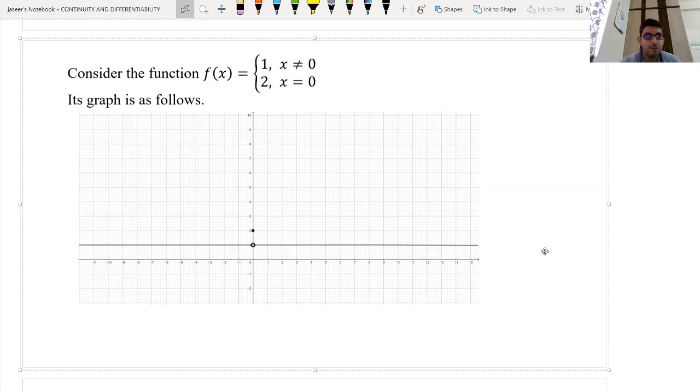Now one more function and its graph. f of x is equal to 1 if x is not equal to 0, and 2 if x is equal to 0. Again, if you are coming from the left of 0, when it reaches 0, the value of the function is 2. So at that particular point, there will be a hollow circle. At 0 the value of the function is 2. So again there is a break at 0. To the left of 0 it is 1, to the right of 0 also it is 1, but at x equal to 0 the value of the function is 2. So there is a break at x equal to 0.